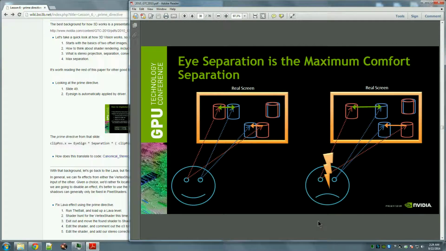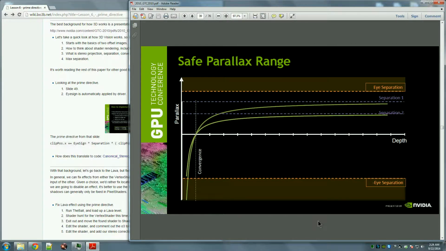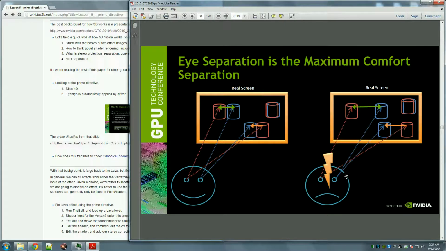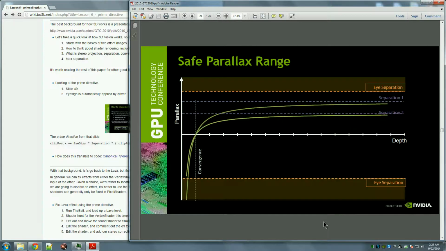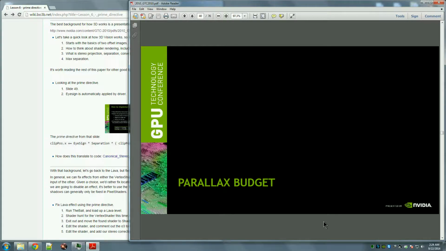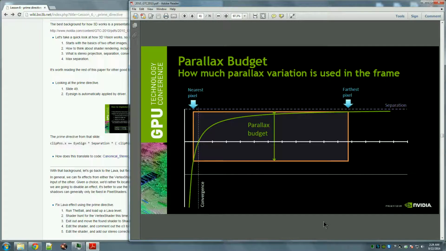Eye separation is the maximum comfort that you can see. The same thing holds true for stuff coming out of the screen. It's not so much eye comfort there, but if it comes too far out of the screen, then it'll actually separate and you won't be able to make an image out of it. They go into a parallax range and parallax budget for how you can do it. Parallax budget is essentially how much a specific person can see, and it's specific to different people.